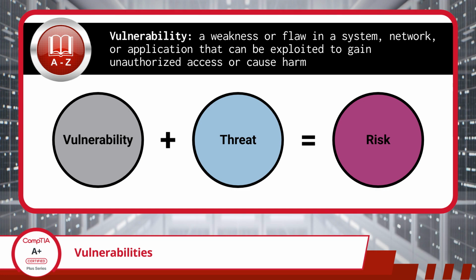Vulnerabilities. A vulnerability is a weakness or flaw in a system, network, or application that can be exploited to gain unauthorized access or cause harm. Or to put it another way, these are the gaps in security that attackers actively look for. In this video segment, I'm going to highlight some of the most common security vulnerabilities that often go unnoticed. And hopefully, by the end, you'll have a solid understanding of how vulnerabilities work, why they matter, and what steps you can take to address them.